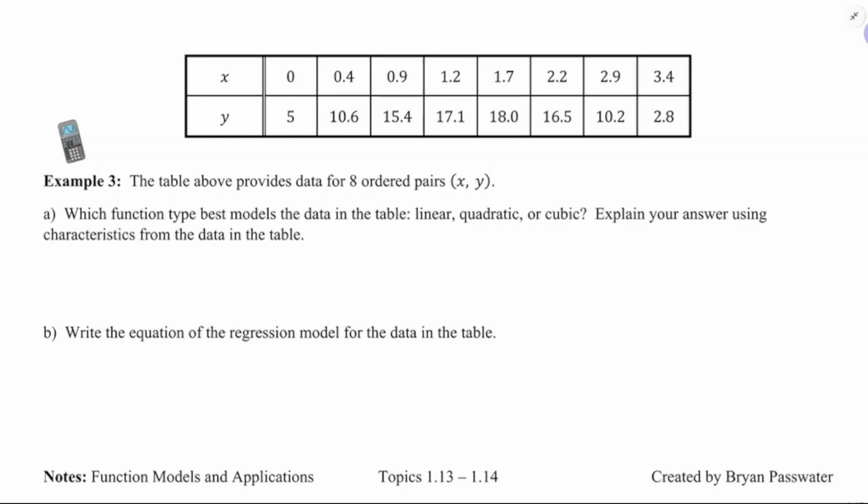Looking at third order rates of change is probably not it, so I need to think more generally. What are the y coordinates doing? They're going from 5 up to 18, then back down to 2, up then down. That's going to be quadratic. I'm just going to say quadratic, and the reason I would give is that y first increases and then it decreases. That's the shape I'm looking for. So I'm going to think about a quadratic model and possibly run a quadratic regression.